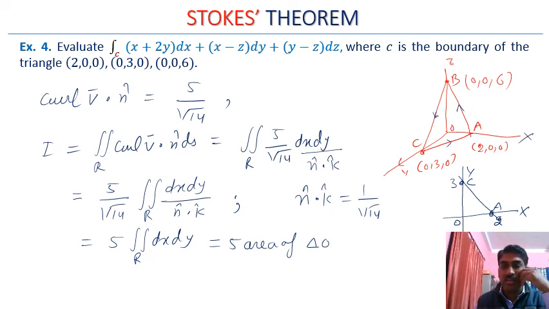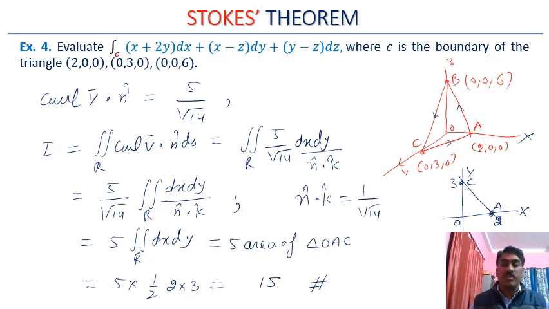So OAC. And you do not even need to integrate this because you know the area of this triangle. So this is 5 into just half of base into height. The base is 2 and the height is 3. So you get 15 units. So this is the answer, and we obtained it using Stokes theorem.